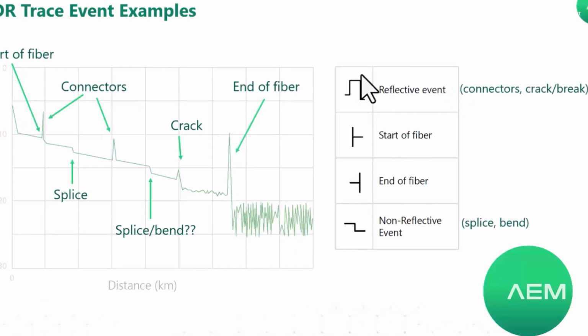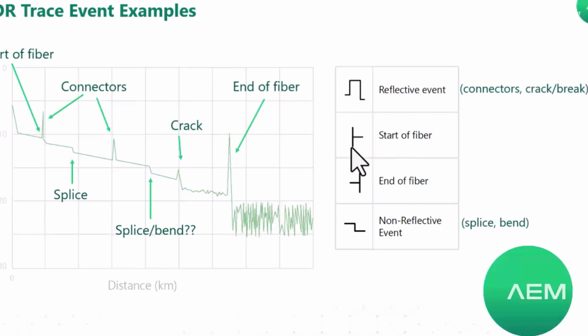And then to the right here again, these are reflective events. This would be your connectors. This is what a reflective event icon looks like on the OTDR. Could also be a crack or a break. Most commonly you're going to see it as your connection points where you've got mated connectors with the launch cord at either end of the fiber, the launch and the tail cord.